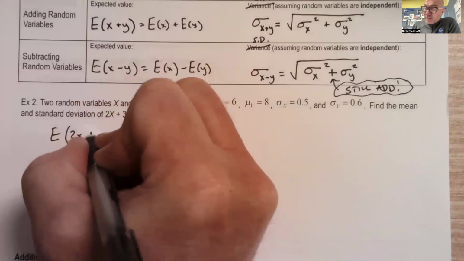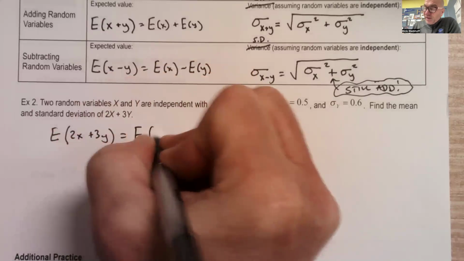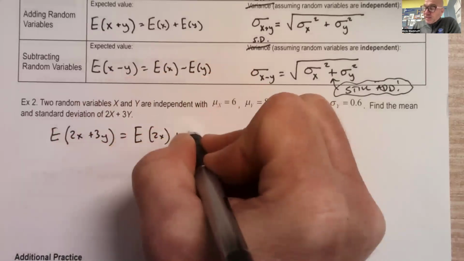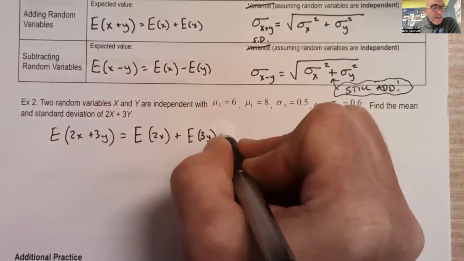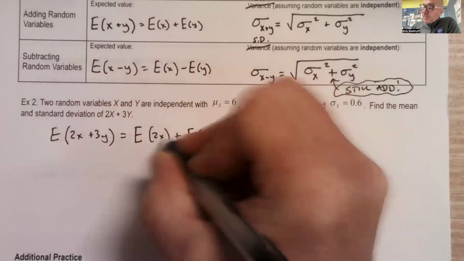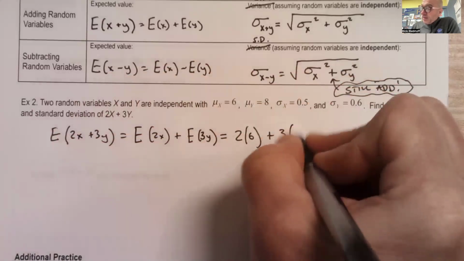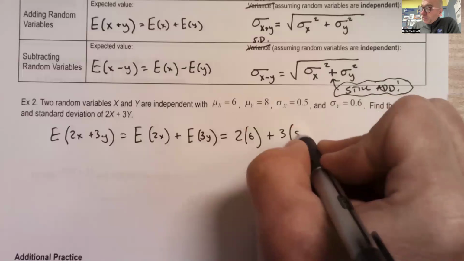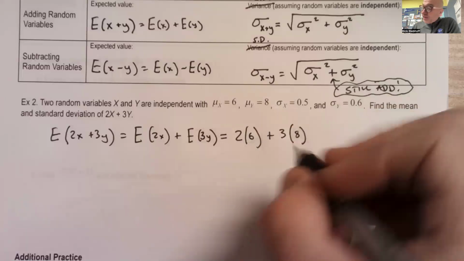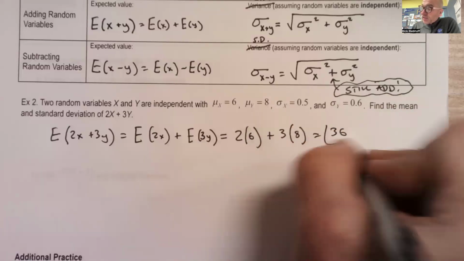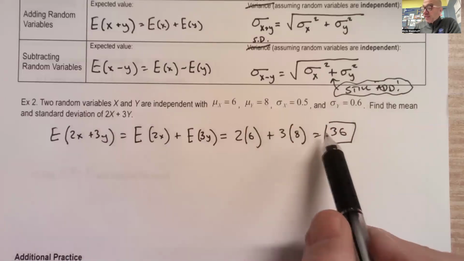So the mean of 2x plus 3y is equal to the expected value of 2 times x plus the expected value of 3 times y. And that equals 2 times 6 plus 3 times 8, right? So we're going to double this, we're going to triple this, we're going to add them together, and we get 36. So the expected combined 2x plus 3y would be 36.